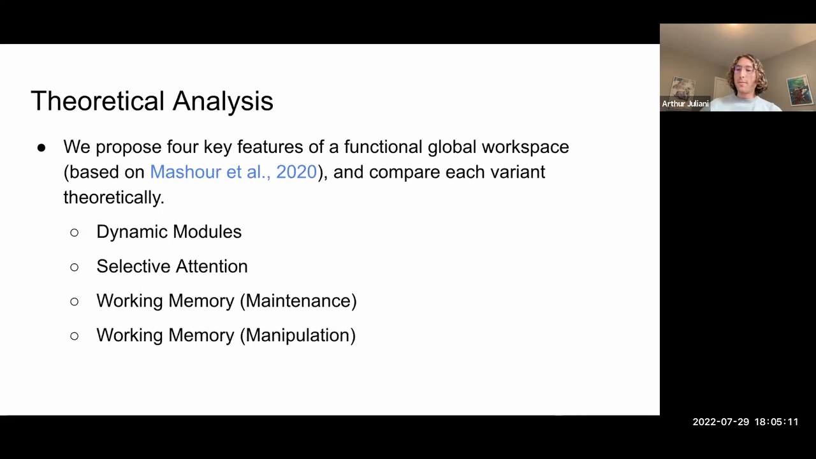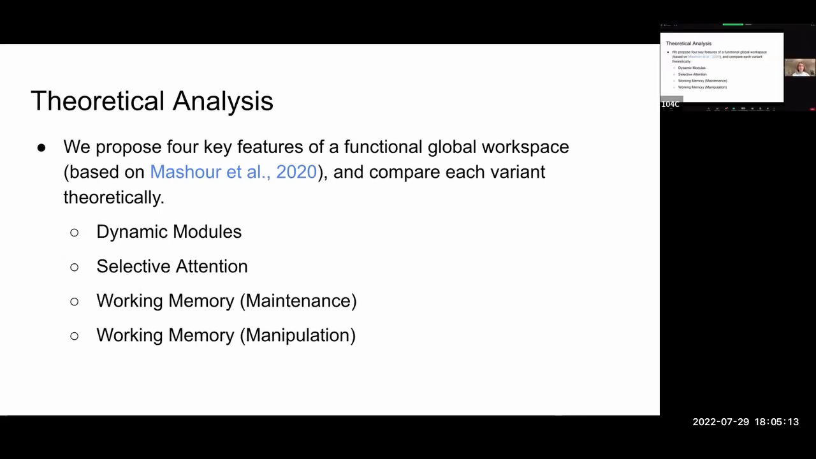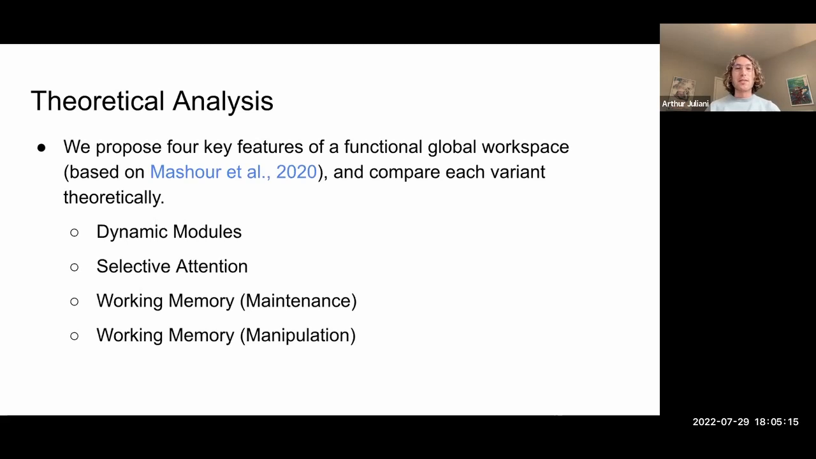With these 4 model variants, we can then turn to the question of what kinds of computational properties might exist in a global workspace, or need to exist in a computational model of the global workspace. Based on the recent review of Mashour et al., where they discussed the history of the work on the global workspace up to 2020, they identify, among others, 4 key components, which we use as the basis of comparison in this paper.